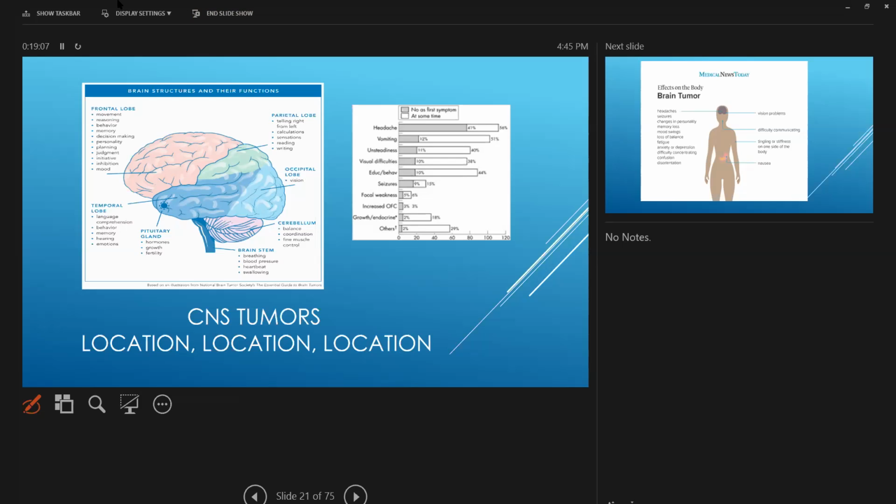So CNS tumors here, this is just some symptoms that people had with CNS tumors. So you can see that 41% was the headache, and then they also would have other things like unsteadiness, vomiting, visual difficulties, behavioral abnormalities, inability to kind of process information, seizures, focal weakness, all that kind of thing. So we want to keep those in mind because they do present on a spectrum here.